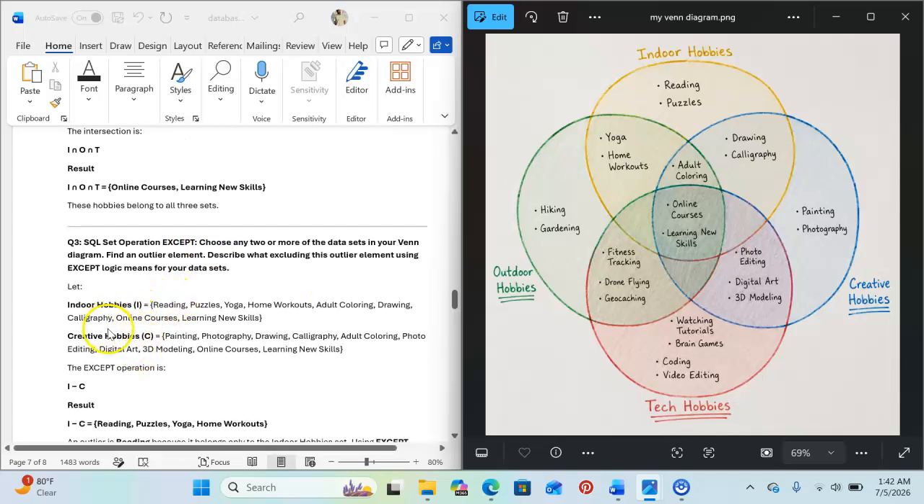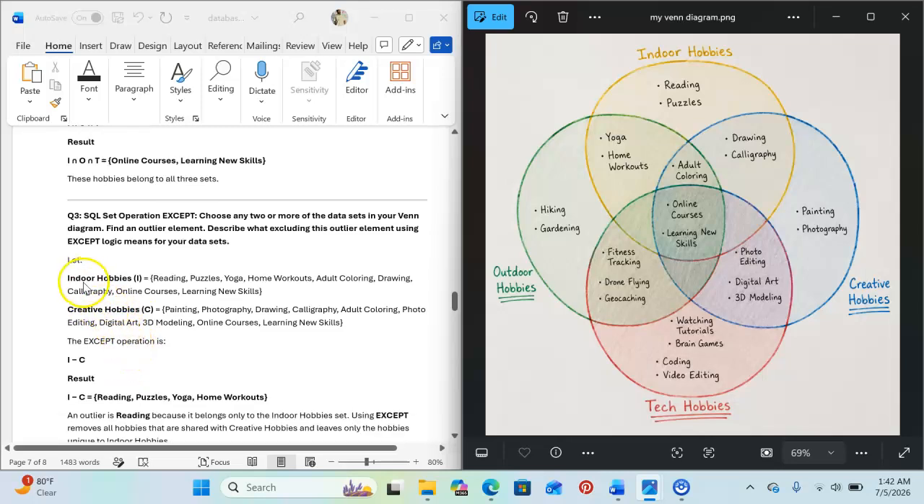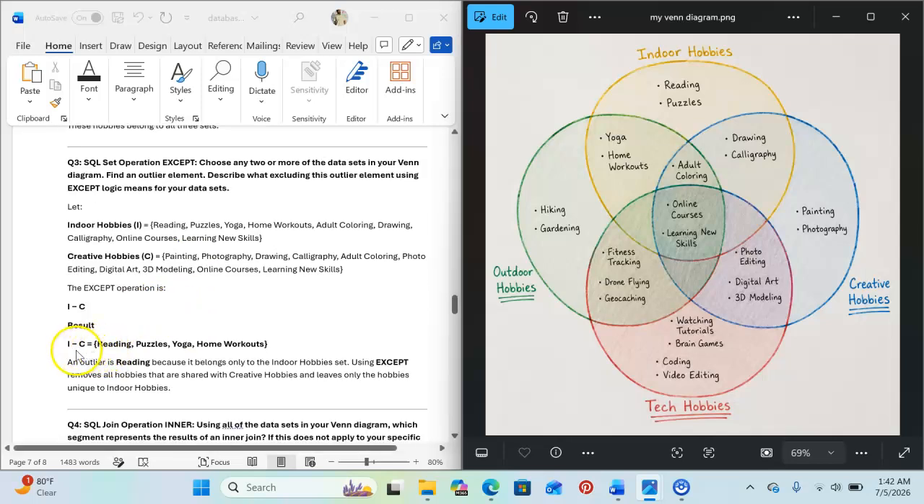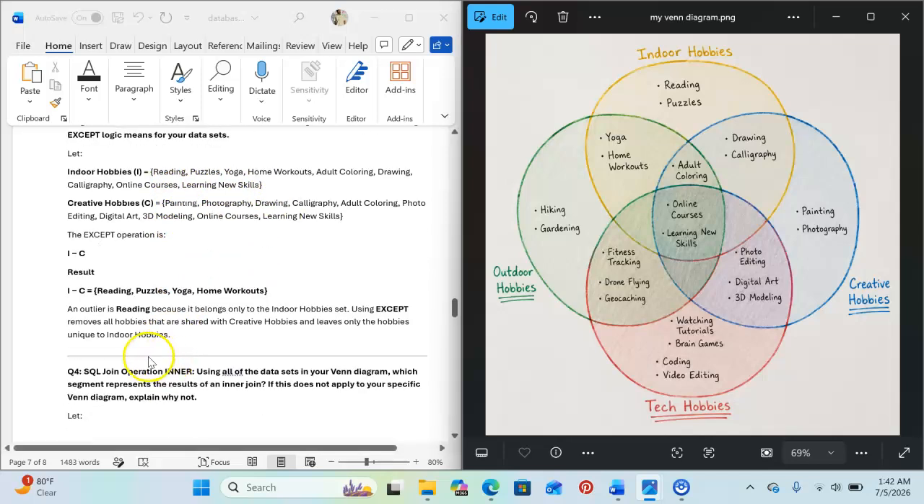We are dealing with the except operation here. So we choose indoors hobbies and 8 members, creative hobbies and 8 members, and looking at our results, we are looking at reading, puzzles, yoga, and home workout. So we are looking for members in indoors hobbies who do not appear in creative hobbies. Those are the members that we are looking for, and we get reading, puzzles, yoga, and home workout.